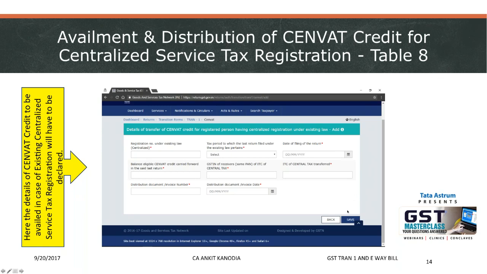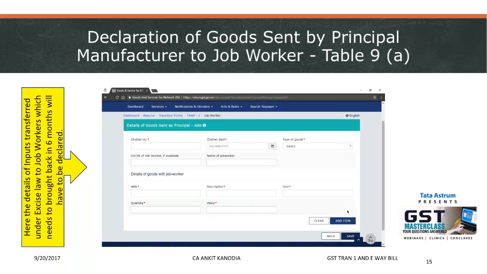the payment of GST. Next, there are certain details which are required at the end of the principal and job worker under section 141. So whenever, as per this law, the principal has sent certain goods to the job worker and it is still at the end of the job worker, as on the cutoff date, the appointed day, this particular 9A table has to be filled in.